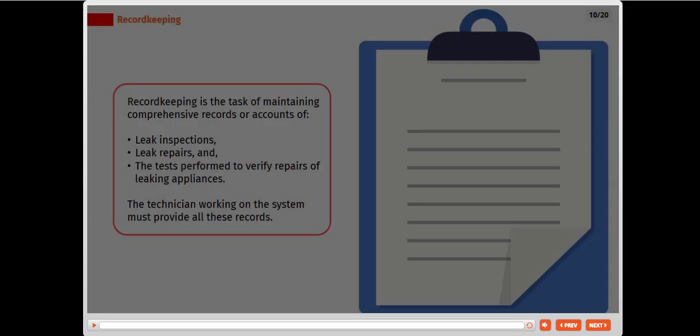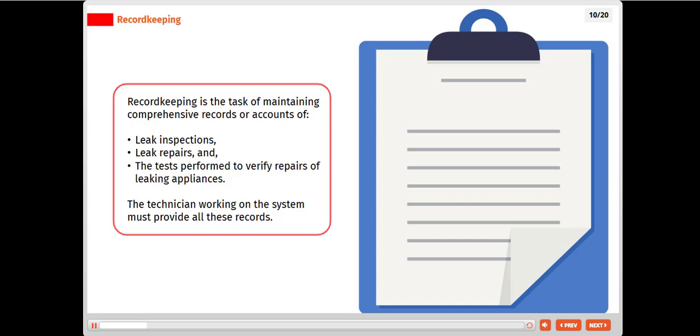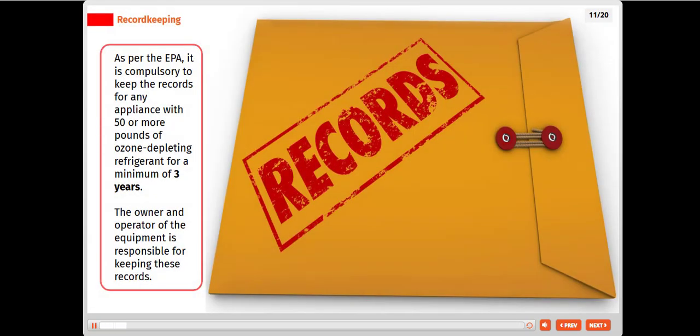Record keeping is the task of maintaining comprehensive records or accounts of leak inspections, leak repairs, and the tests performed to verify repairs of leaking appliances. The technician working on the system must provide all these records. As per the EPA, it is compulsory to keep the records for any appliance with 50 or more pounds of ozone-depleting refrigerant for a minimum of 3 years. The owner and operator of the equipment is responsible for keeping these records.